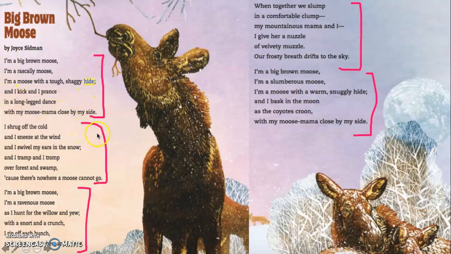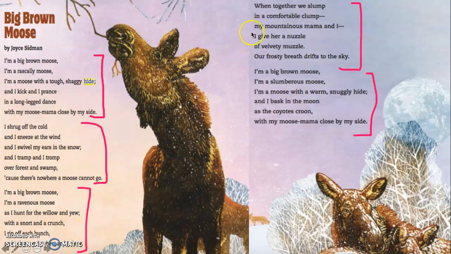stanza describes something different that the moose is doing. For example, I can infer that in the first 2 stanzas, the moose is waking up, getting ready to start the day. It kicks and it prances. It shrugs off the cold as if it has been sleeping and laying in the snow. And then it goes for lunch. It goes and hunts for food.